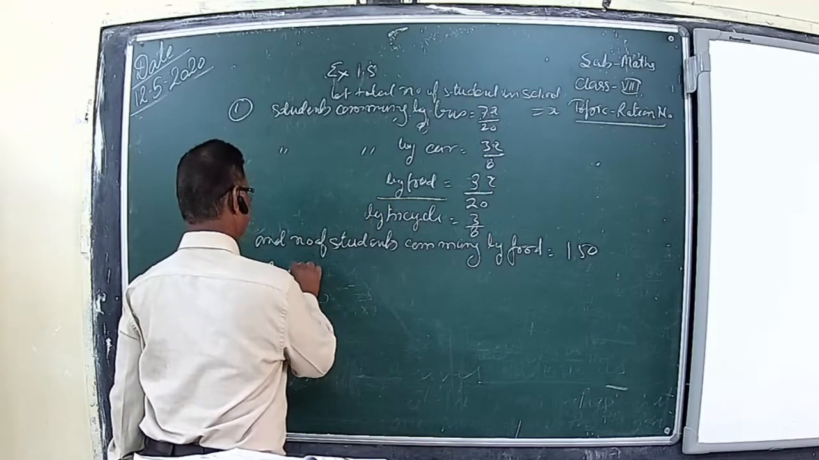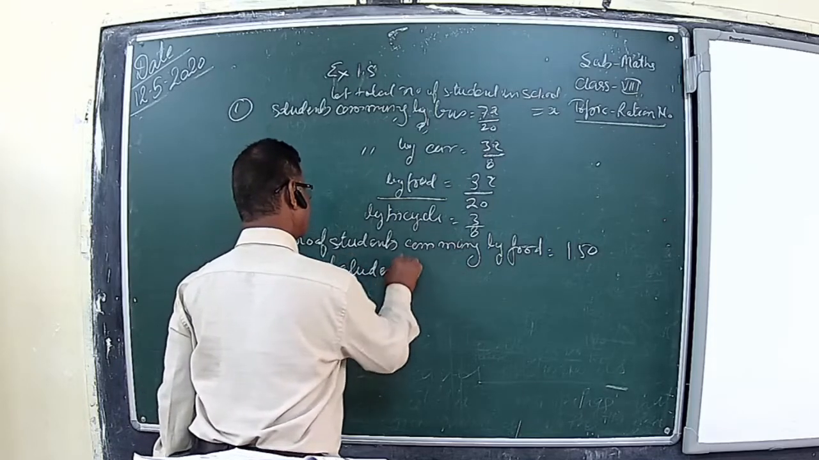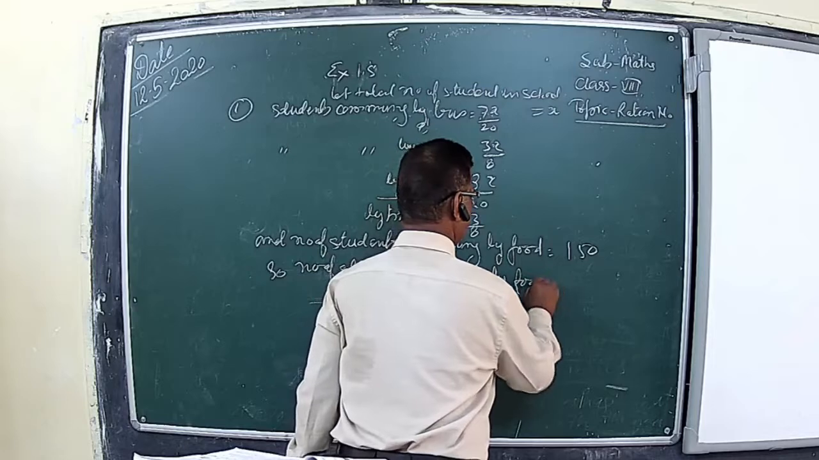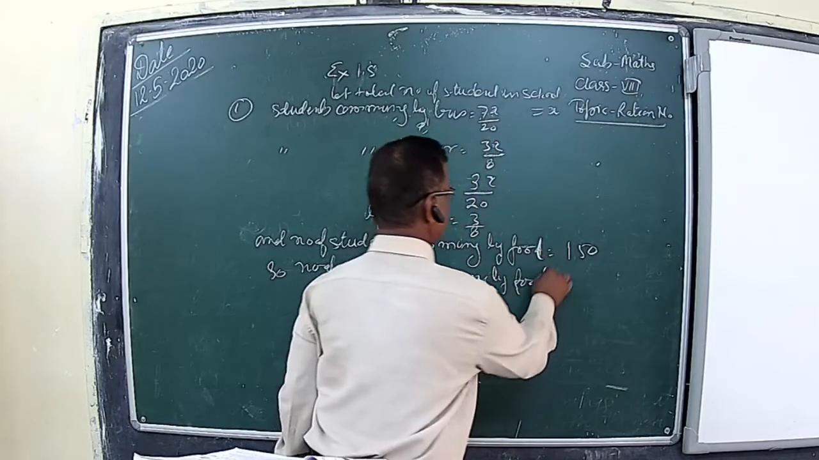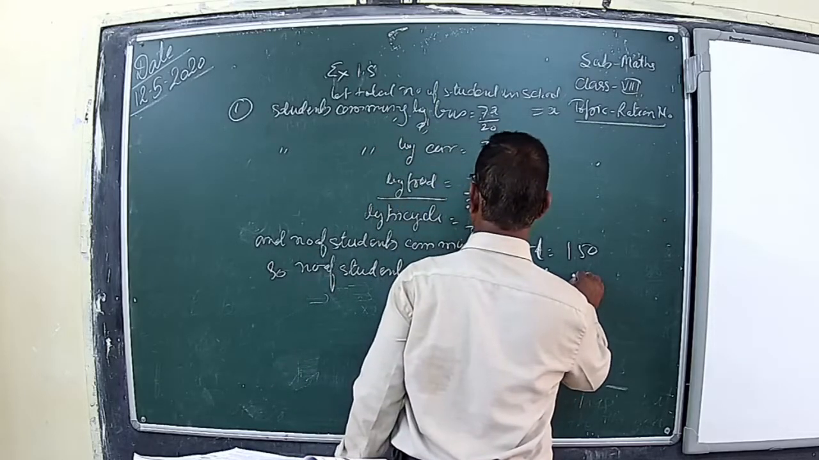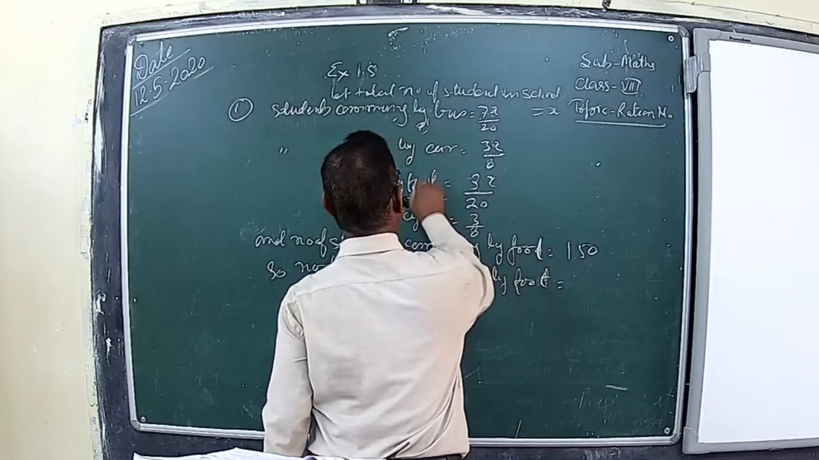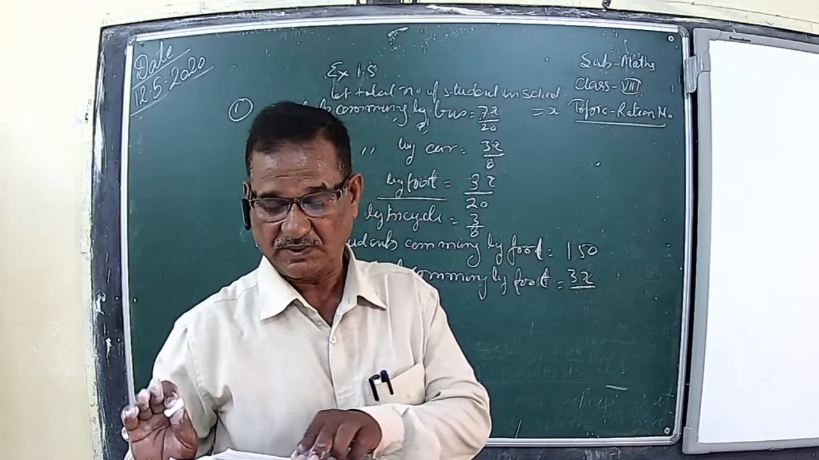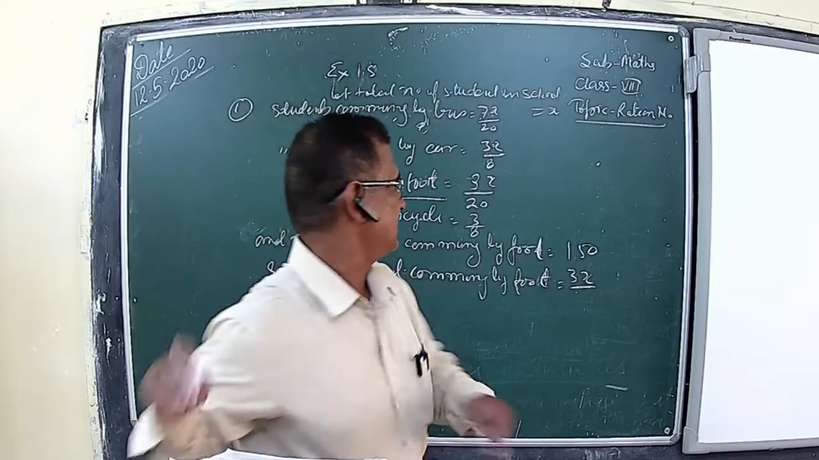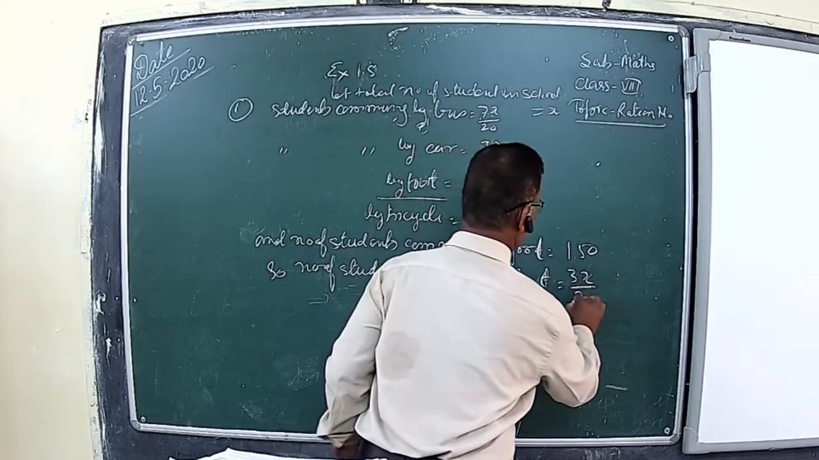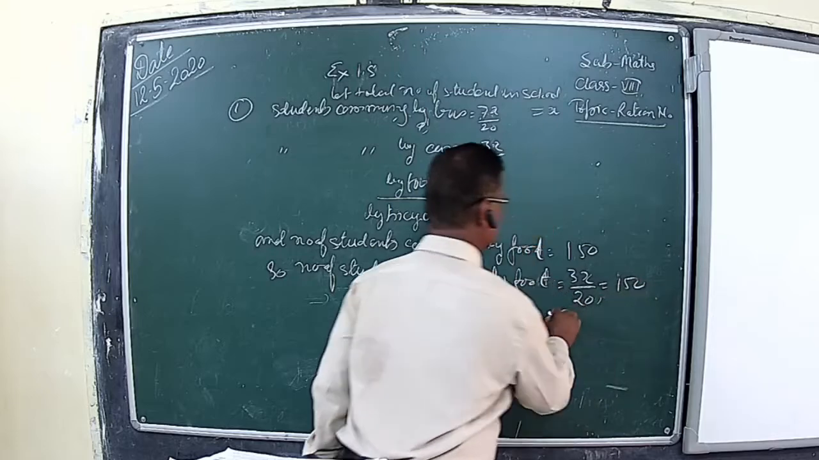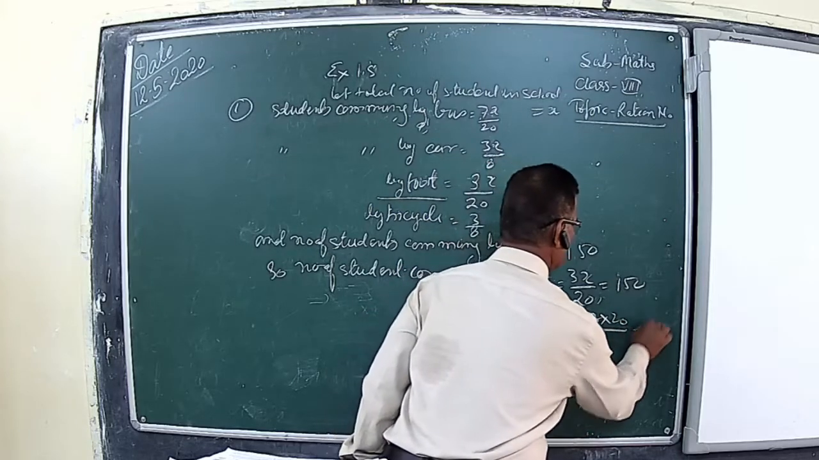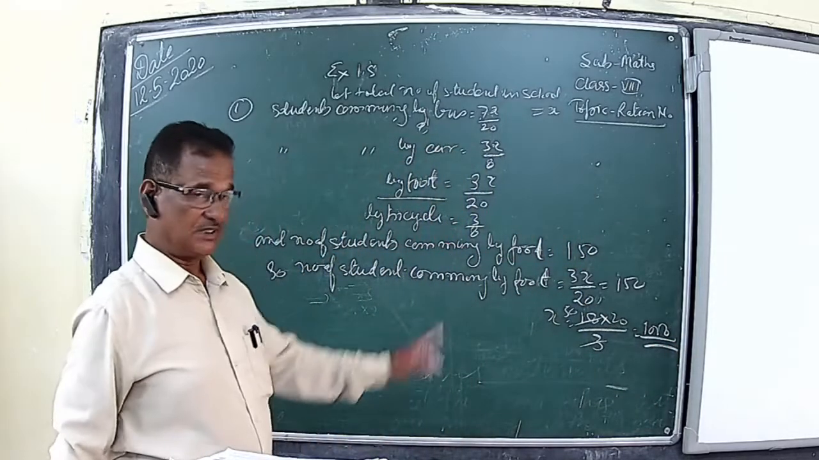So the number of students coming by foot: 3x by 20 is equal to 150. x is equal to 150 into 20 divided by 3. 150 cut by 3 is 50, times 20 is 1000. Total number of students is 1000.